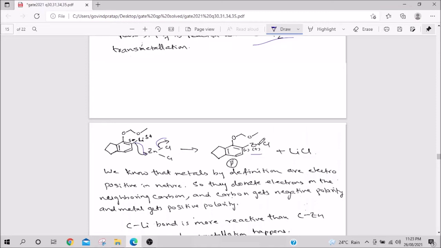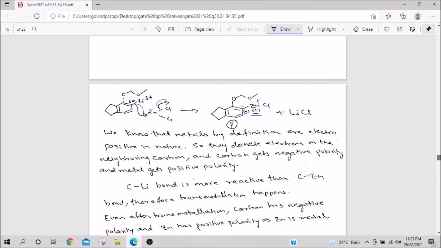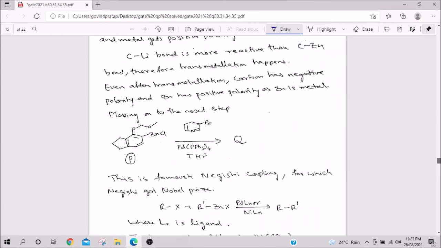Now, still it is zinc. Any metal by definition is electropositive. Electropositive means it gives electron and gets a positive charge. So zinc gives electron, gets a positive charge, carbon gets the electron, gets a negative charge, clear. So zinc gets a positive charge and carbon gets a negative charge. I hope I am making sense. So now you are getting this product.